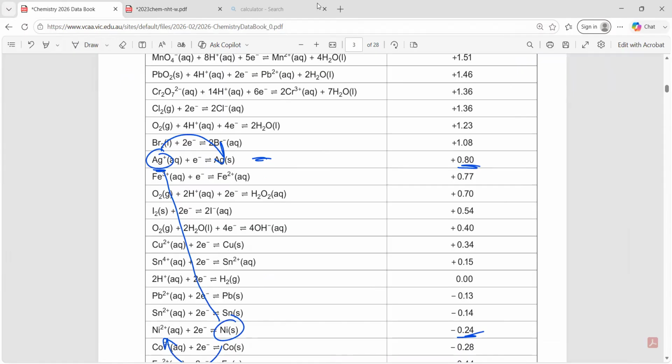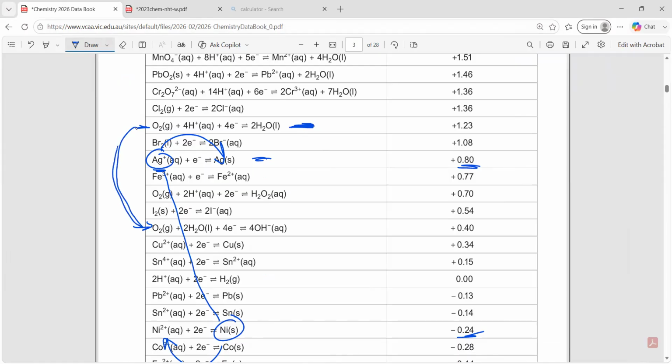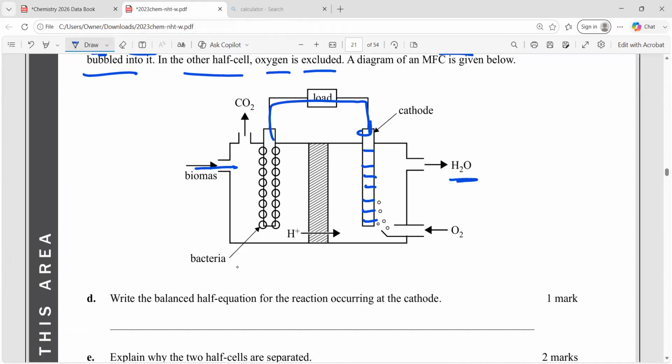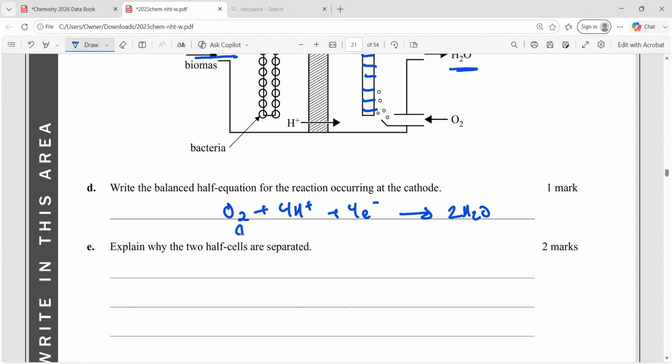So it's this one. It's really important, you guys really need to know your equation. So this one, you also need to know its basic counterpart, which is that one. These two equations are pretty much the exact same, except they're in different environments. So that's your very stock standard one. Gas, aqueous, liquid. All right, explain why the two half cells are separated.